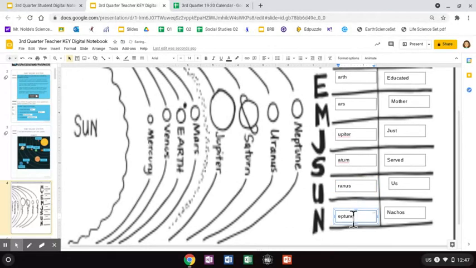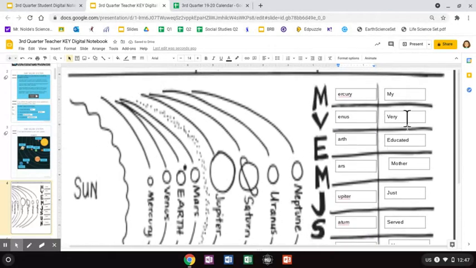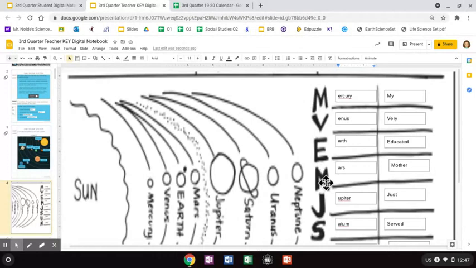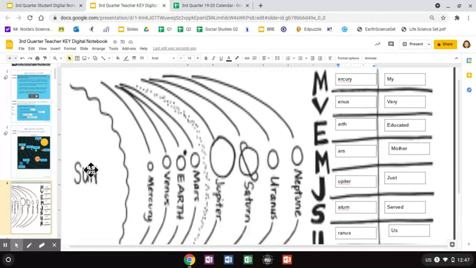Okay. So this is just to show you that if you can remember this saying, my very educated mother just served us nachos, then that gives you the first letter of every planet in order. And so if you can remember the first letter, you're usually going to be able to remember the rest of the word or the rest of the name.